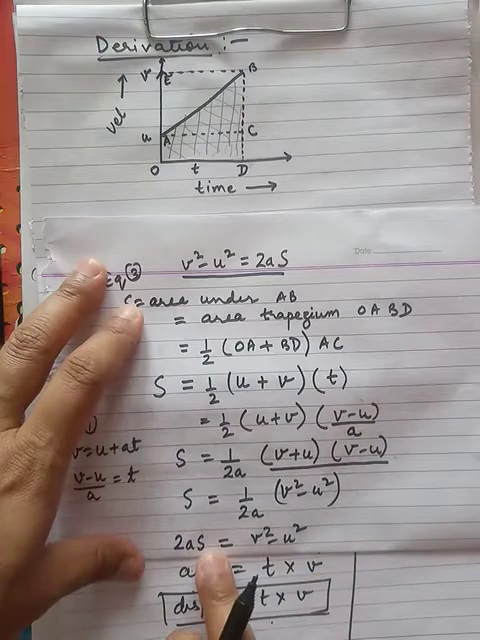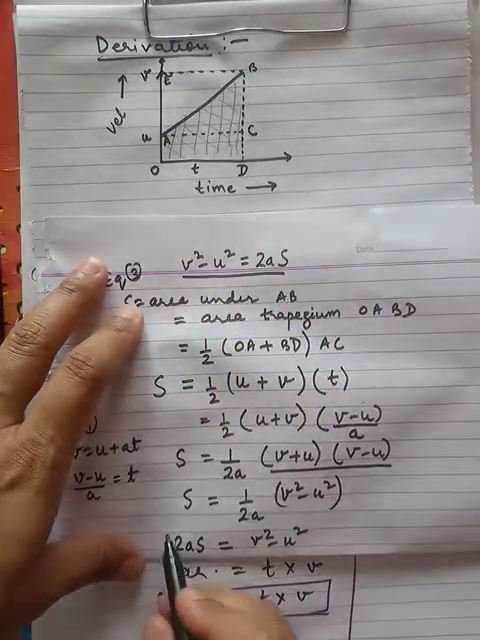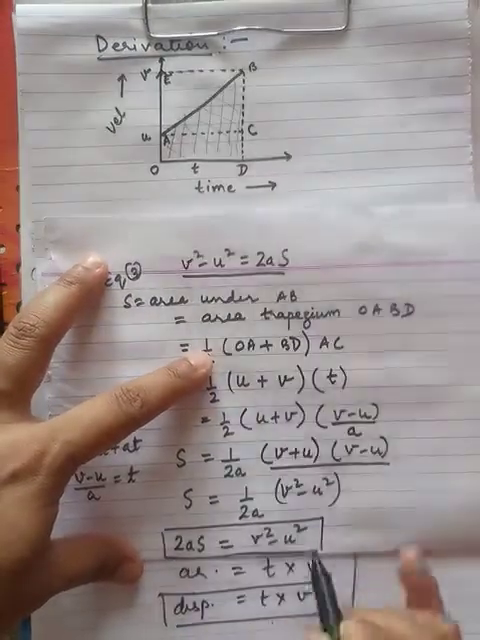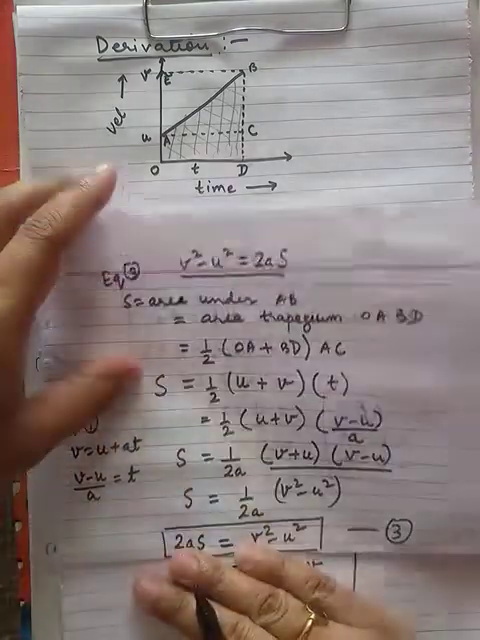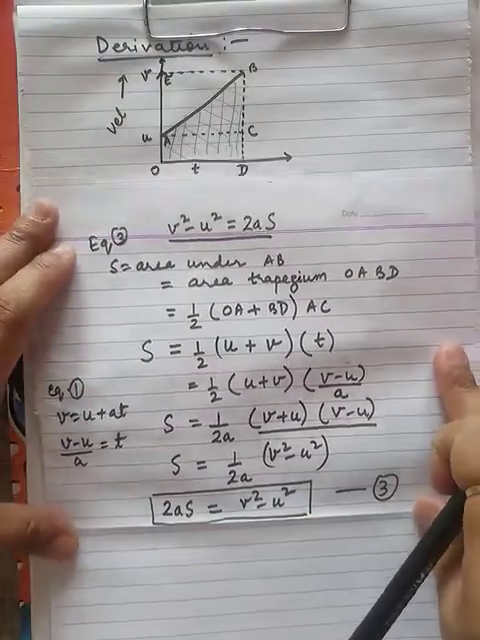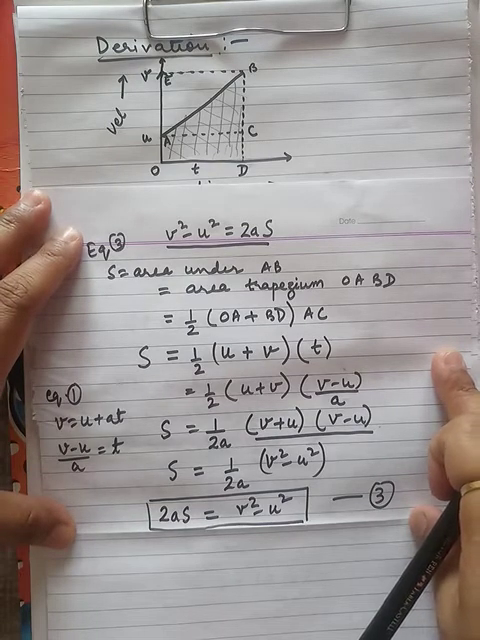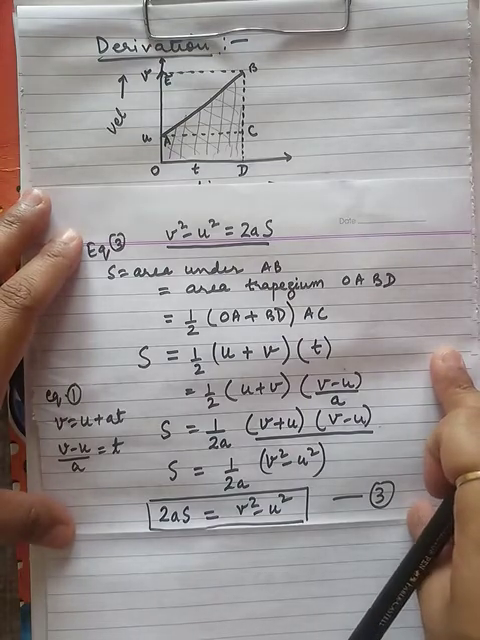So this is our equation: v square minus u square equals 2as. This is our equation number 3. This is how we derive equation number 3. Okay, I hope you understood all the derivations of the 3 equations of motion. Thank you.